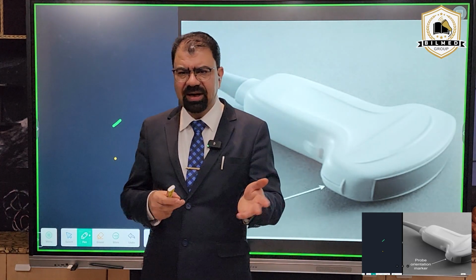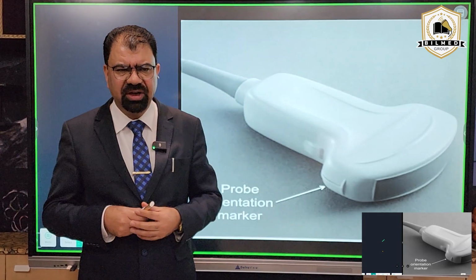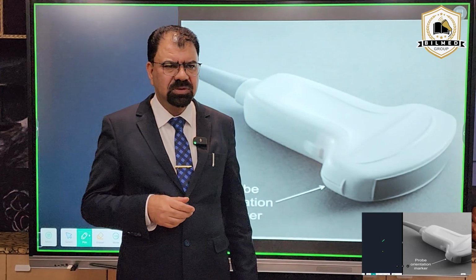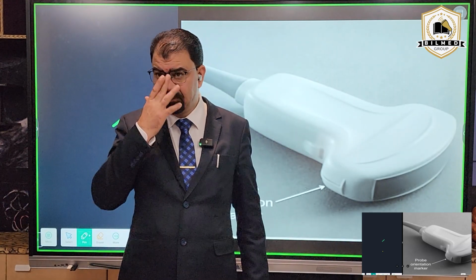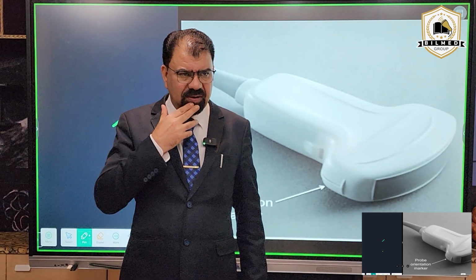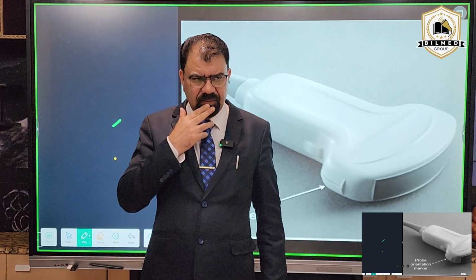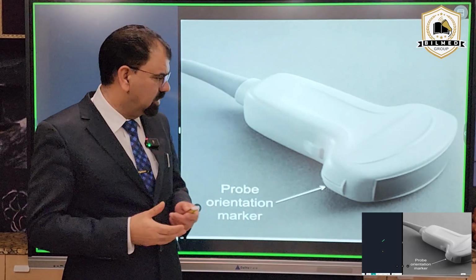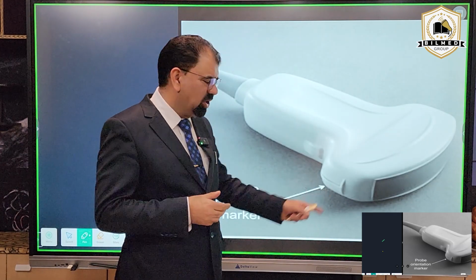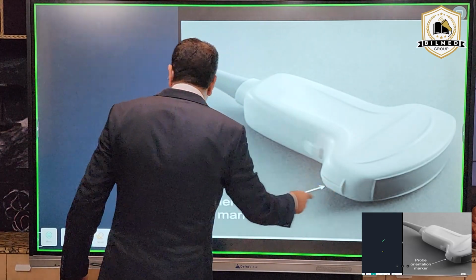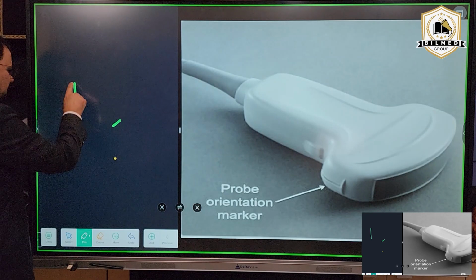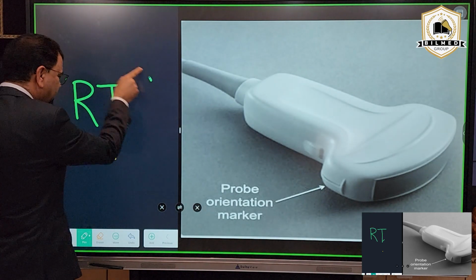Hurry up, hurry up. Towards the right side of the patient or towards the left side of the patient? Dr. Madhuri? Right side of the patient, sir. Right side of the patient. So make a note that this probe marker has to be towards the right side of the patient.